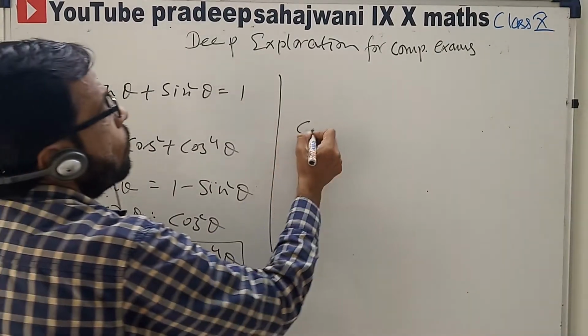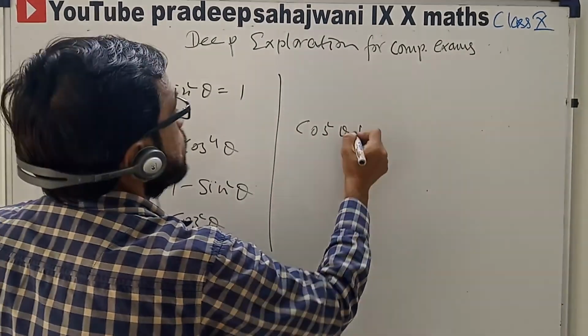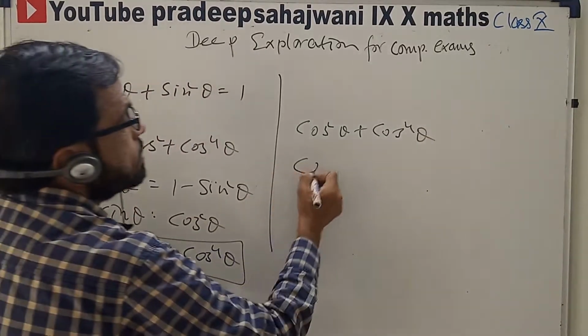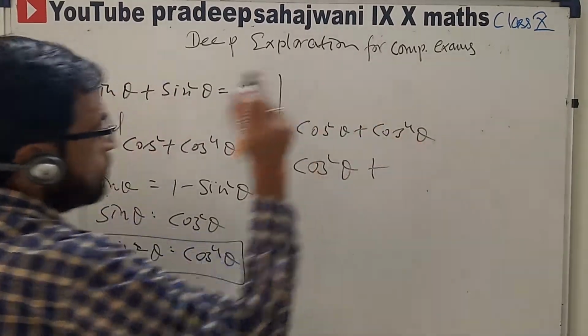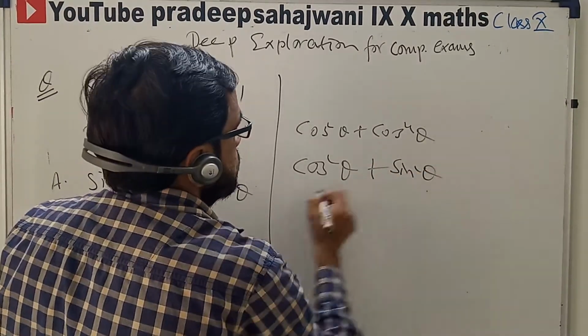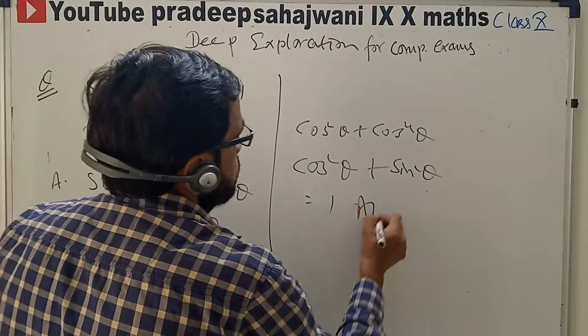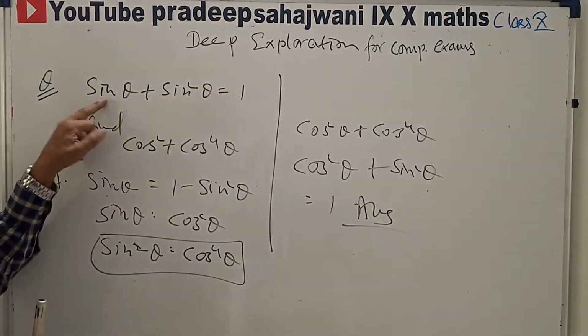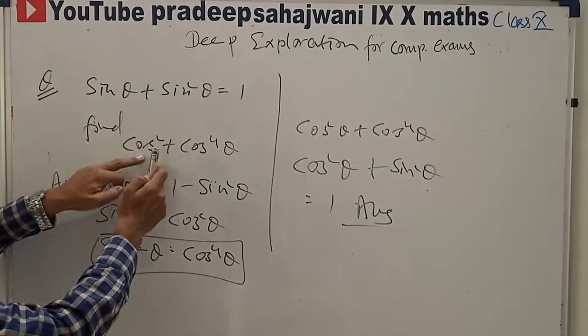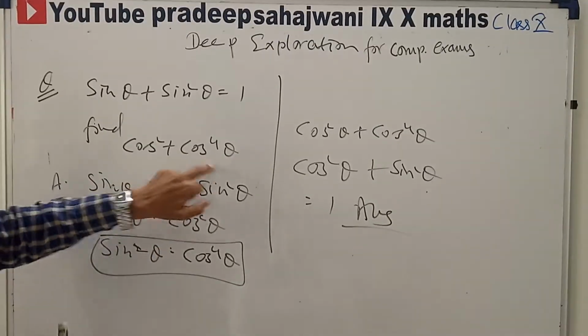Now what do we need here? Cos 4 theta. Cos square theta will be as it is, and in place of cos 4 theta we can write sin square theta, so it is equal to 1. Again the same answer. It means if sin plus sin square is 1, then the double degree cos square and cos 4 is 1.